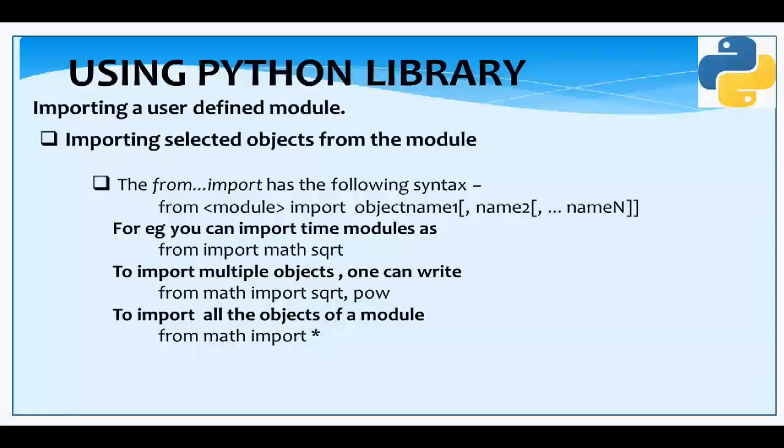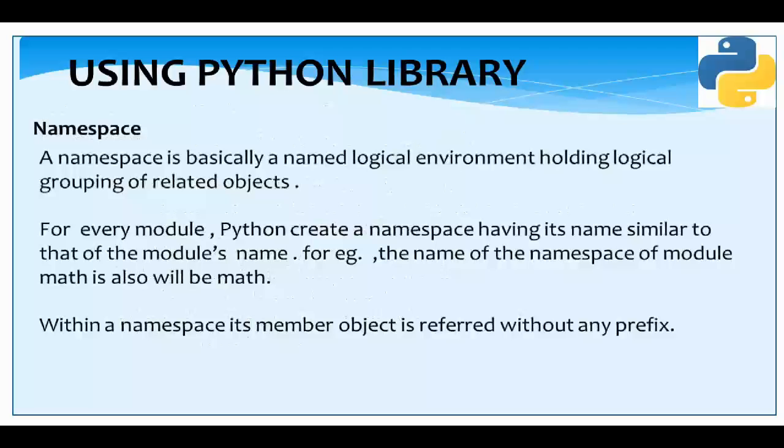Next is how we can use the namespaces. Namespaces are something we are going to discuss before we see how Python processes the import module commands. A namespace is actually a logical environment holding a logical grouping of related objects. For every module, like math, Python creates a namespace having a name similar to that of the module name. For example, the name of the namespace of the math module will also be math. Within a namespace, its member objects are referred to without any prefix. So whenever you are using a module, you have to use the module name along with its functions from the Python library.